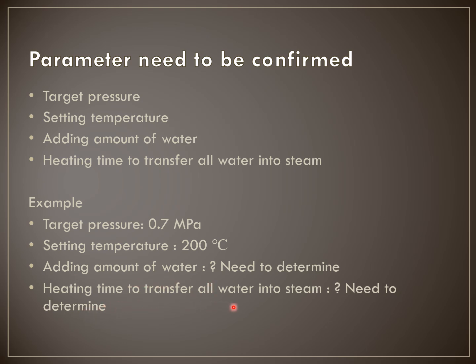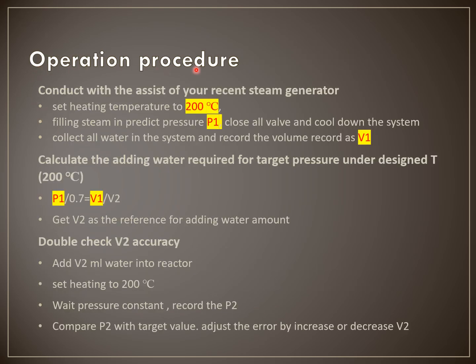Here we will introduce how we clearly know the amount of water to add based on the instrument and the conditions we have, and how to confirm the time. Here is the operation procedure. First, we have to use our existing steam generator to calculate a relationship between the P and the V of our reactor. This V is the volume of water for our reactor.